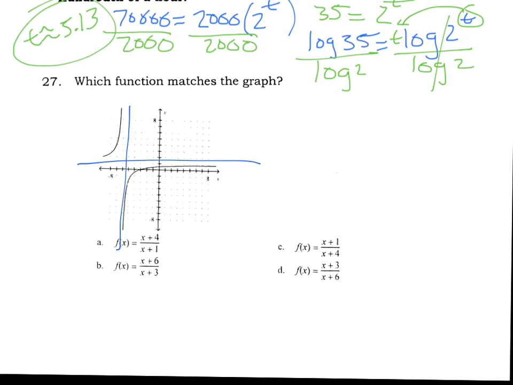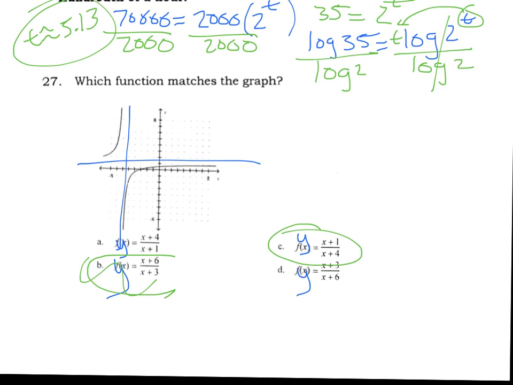This is really just y equals, y equals, y equals, y equals. So just go ahead and type them into your calculator, and see which one is the correct one. And when I do that and I hit the graph button, you will find out that it is letter C. Right here, x plus 1 over x plus 4.